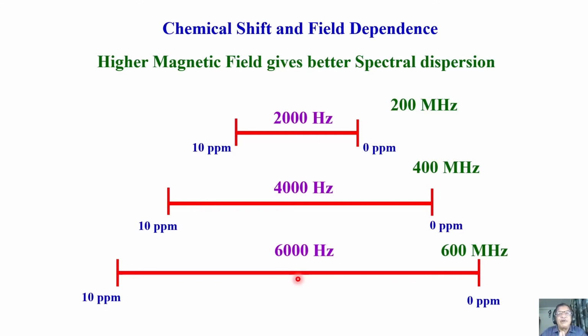Let us take an example. If 10 peaks are in a small range, it is difficult to resolve and identify and make assignments. On the other hand, if I spread it out, then you have a better resolution. You can identify each peak very precisely and make the resonance assignments.